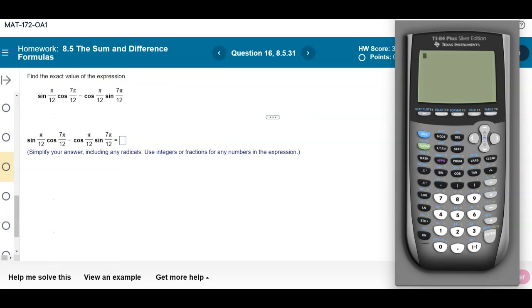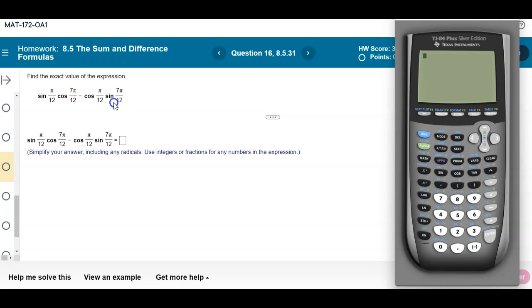Hey, Trick Class, we're going to go over this problem from 8.5, and what we have here is an expanded version of a sum or difference formula. And we have all these values that we don't recognize. Pi over 12, 7 pi over 12, meaning that they're not values that are on the unit circle.